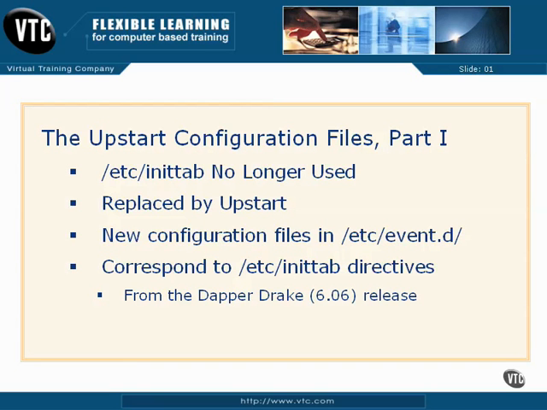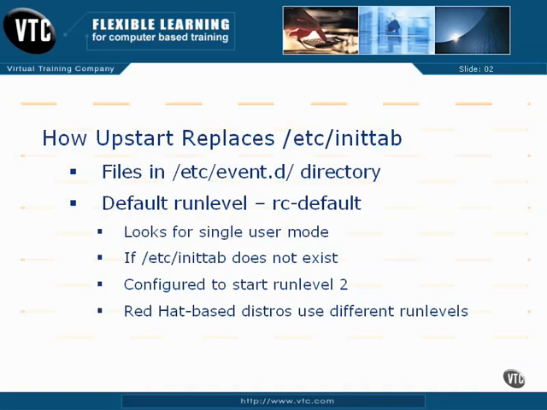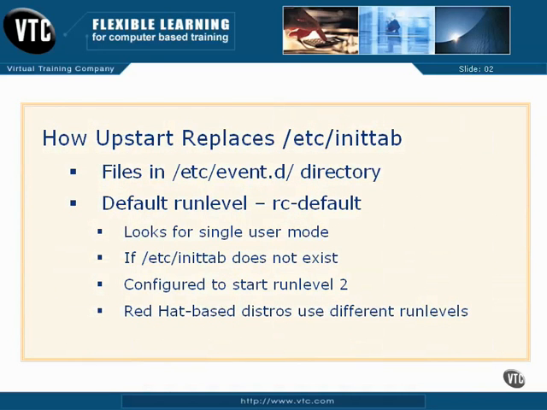But if all you've got is the Hardy Heron release, where do you get it, inittab? Well, it was available for the Dapper Drake release, and here's my version of etc/inittab from that release. The first line specifies the default run level. Run level 2 for the Upstart system. This is now configured with the rc-default configuration file in the etc/event.d directory.